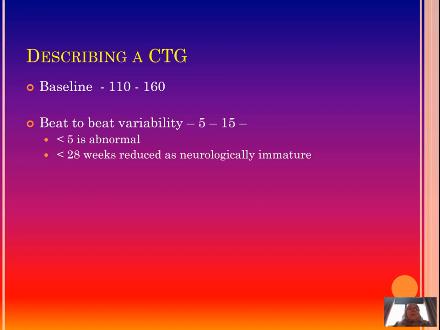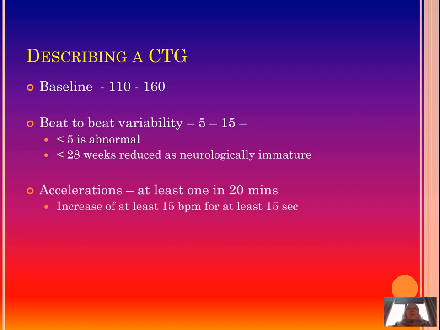Beat to beat variability is an expression of the parasympathetic and sympathetic nervous system. This system is not mature before 28 weeks usually, and therefore if you do a CTG for a baby below 28 weeks, the beat to beat variability might be reduced, but this might be normal for this baby due to their maturity.